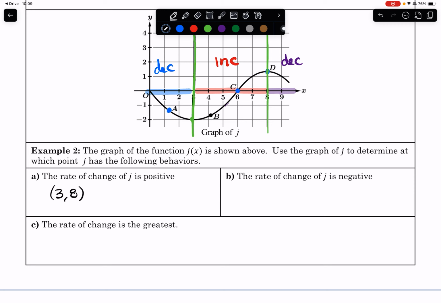Where's the rate of change of j negative? Well, in order for it to be negative, that means that the graph is decreasing. And it's decreasing in this blue section and in this purple section. The blue section is from the x values of 0 to 3, and from 8 to, well, infinity. We'll say infinity because we assume that it's going to continue. All right, so let's draw an arrow right there and assume it's going to continue. So from 0 to infinity.